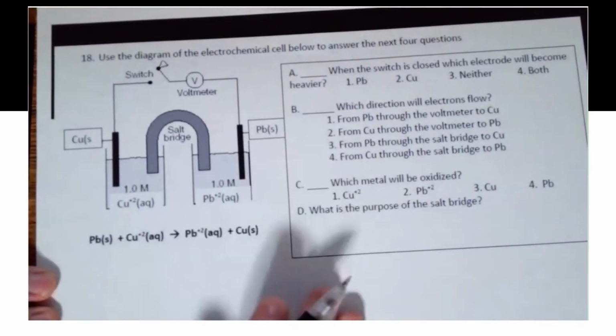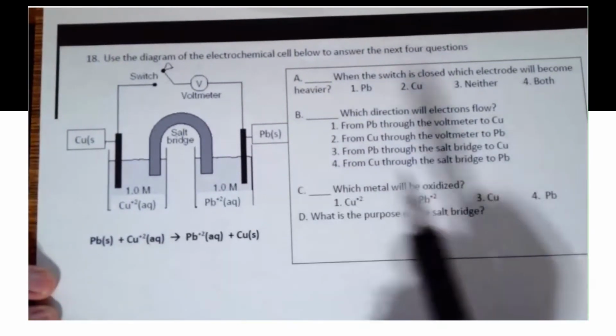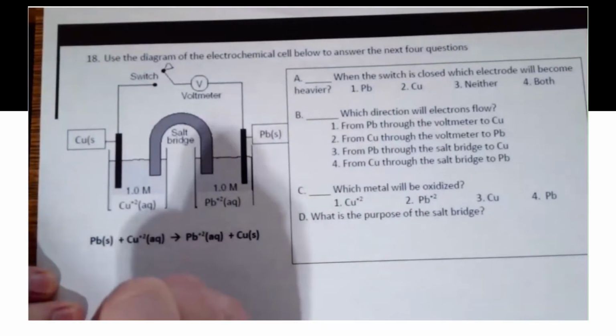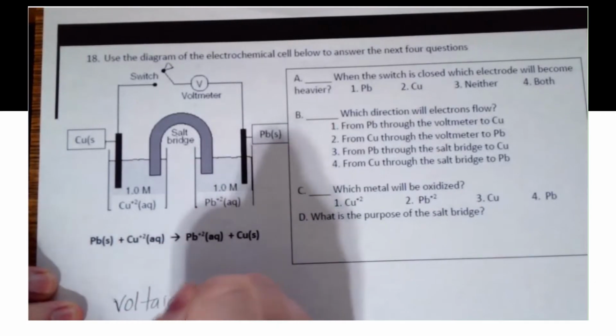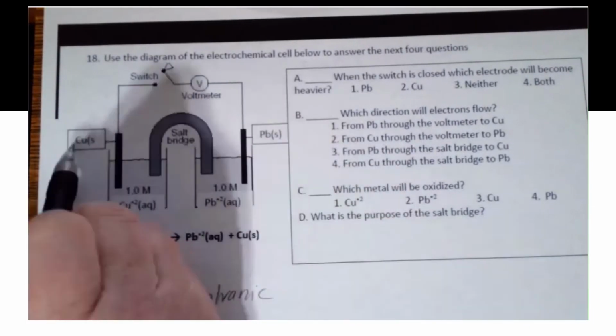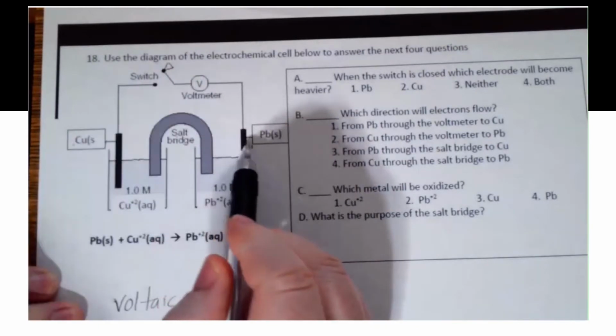Okay, so first, how can I tell this is what kind of electrochemical cell? You see the voltmeter, so that means we are voltaic or galvanic. All right, what are my two metals? Well, I have copper and I have lead.